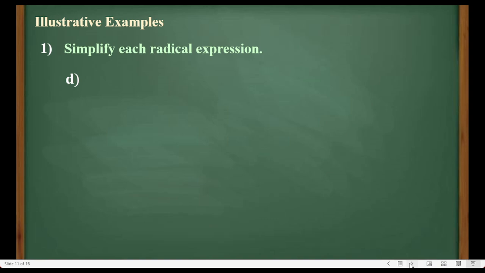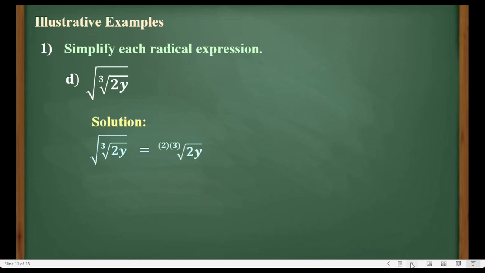Next. Letter D. How about the square root of the cube root of 2y? Now, we know that the outer radical has an index of 2 and the inner radical has an index of 3. So, applying the nested radical rule, we simply get the product of the indices. So, 2 times 3, it will give us 6. So, this is the 6th root of 2y. And this is your answer.